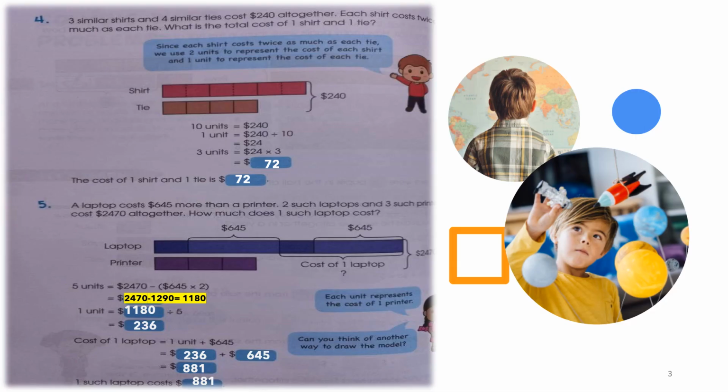Look at question number 4, which says that 3 similar shirts and 4 similar ties cost $240 altogether. Each shirt costs twice as much as each tie. What is the total cost of one shirt and one tie?